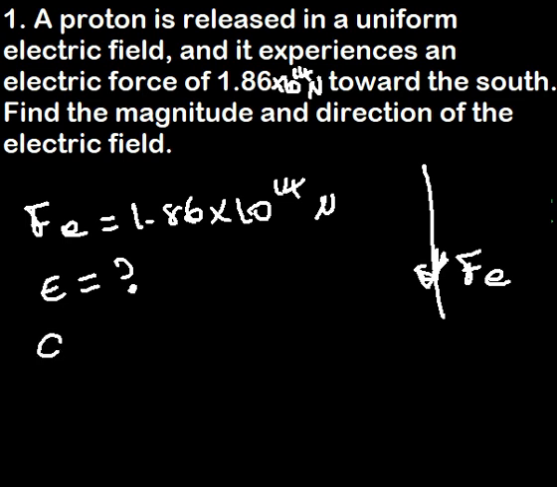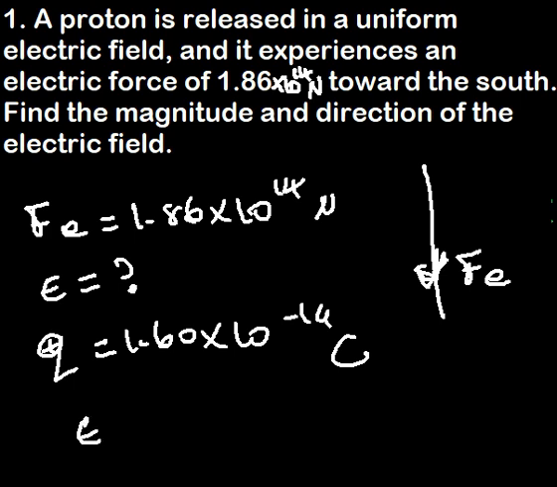Now the charge of the proton is a positive charge, which is given as 1.6 times 10 to the power negative 19 coulomb. Now how should we have the electric field? So electric field will be given using the formula electrostatic force divided by the charge, that is a positive charge. Then we'll be able to have the electric field in Newton per coulomb.